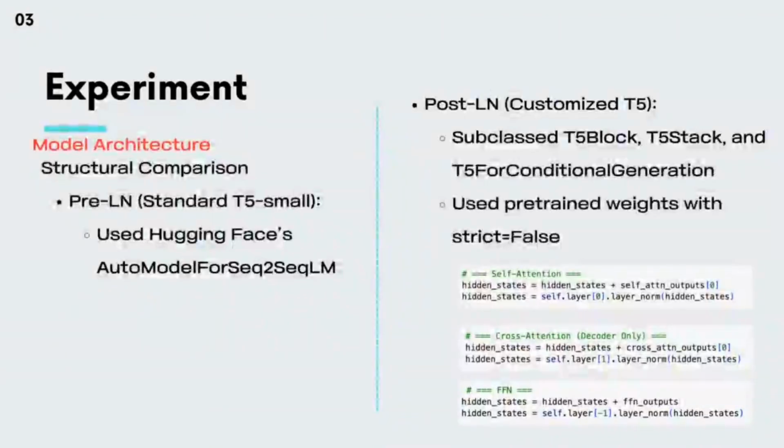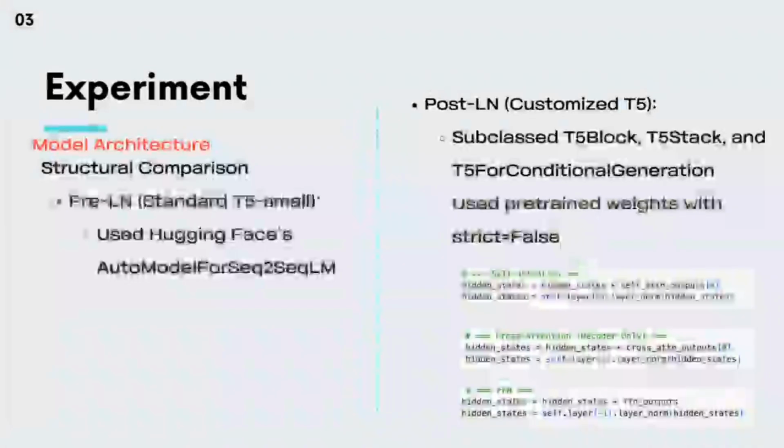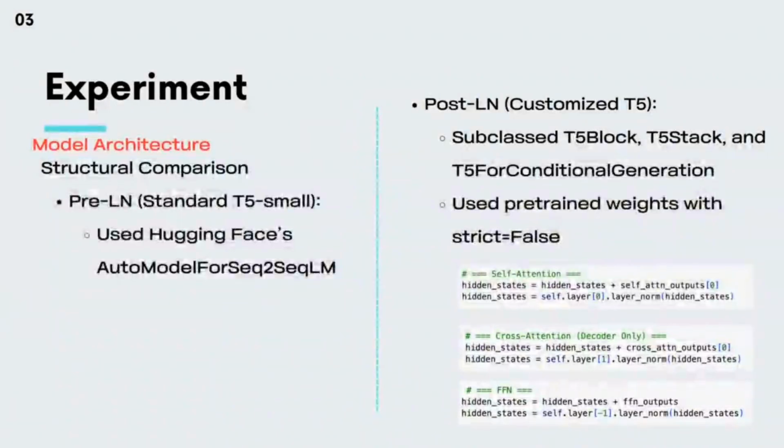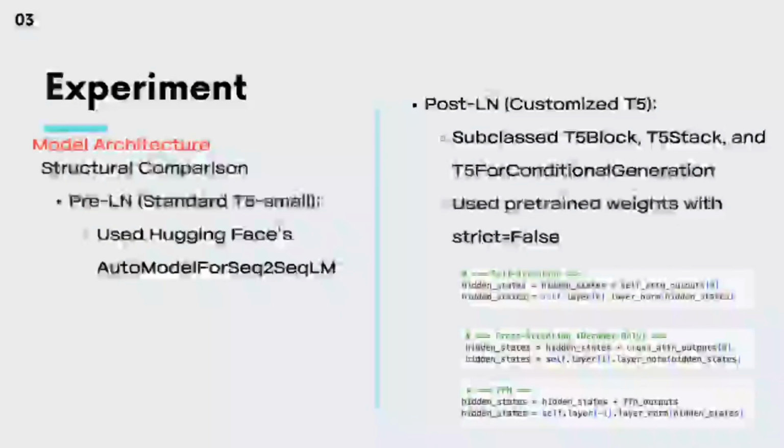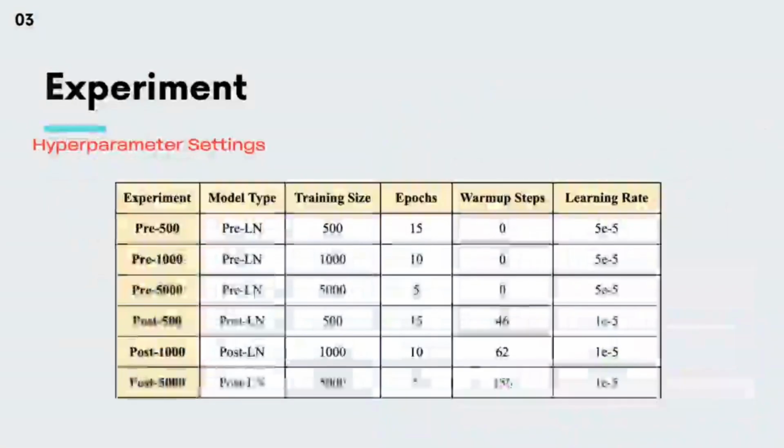The PreLN version is the standard T5-Small model. It uses Hugging Face AutoModelForSeq2SeqLM, and layer norm is applied before each sublayer. PostLN is a custom version we modified. Layer norm is applied after each sublayer. We changed the internal structure and loaded weights with strict equals false. This allows us to test if changing only the layer norm position makes a difference.